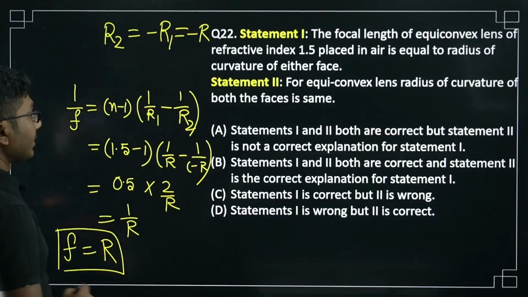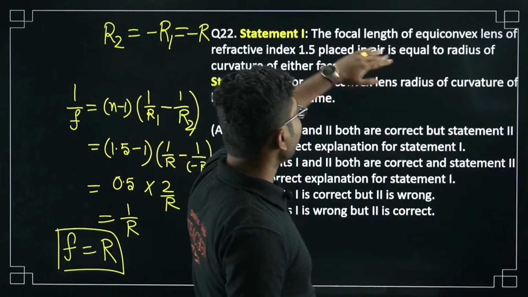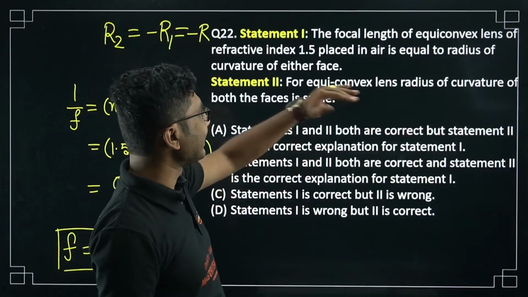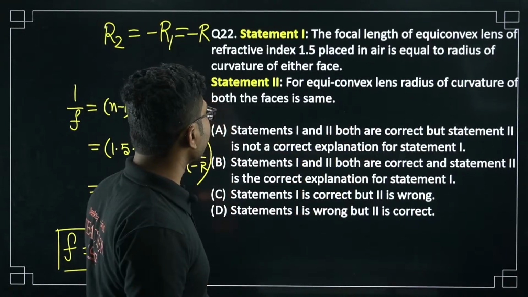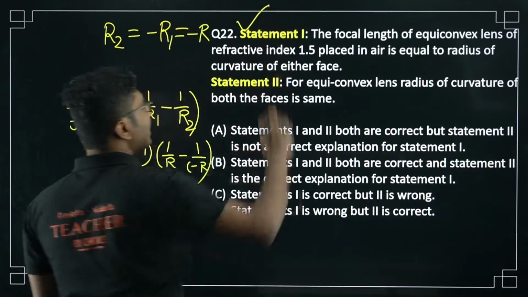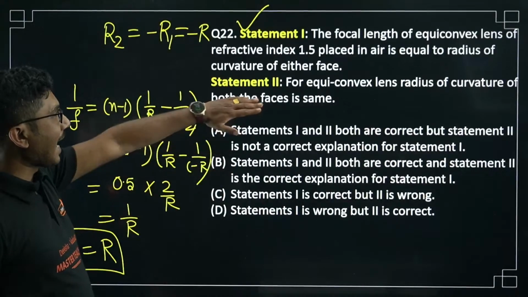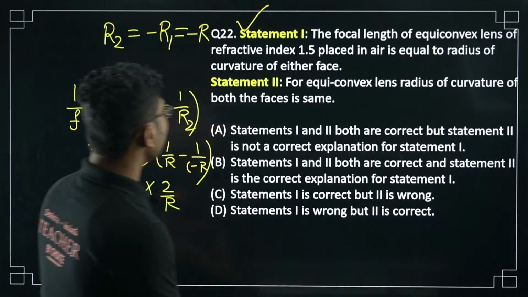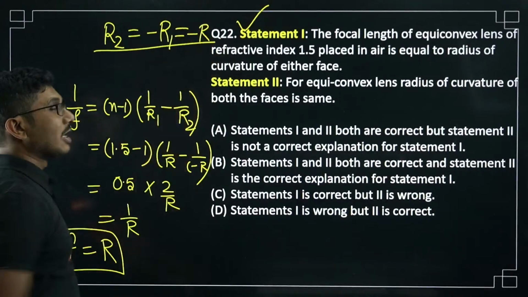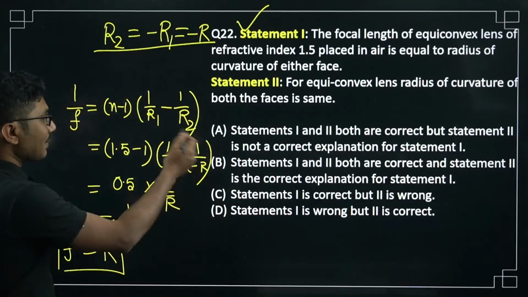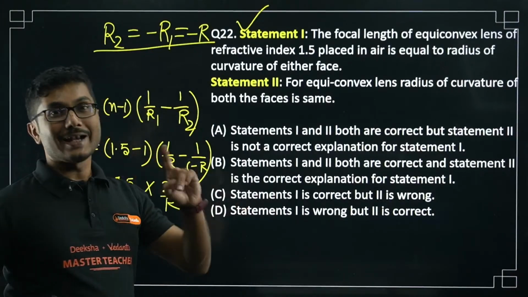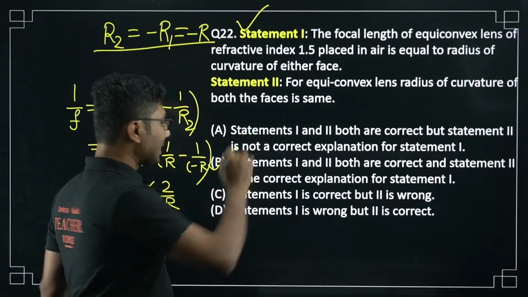radius of curvature. Okay, so the first statement: focal length of an equiconvex lens of refractive index 1.5 placed in air is equal to the radius of curvature of either face. So definitely it is a correct statement. And statement 2 says that in an equiconvex lens the radius of curvature of both faces are the same. So that is also correct, and that is why when we replace the value we get this answer. So both statements are correct, and statement 2 is the correct explanation.